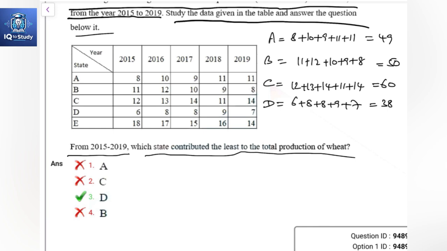And state E is 18 plus 17 plus 15 plus 16 plus 14, which is equal to 80. So among the 5 states, the least contributed is state D, which is 38. So option 3 is correct, which is D.